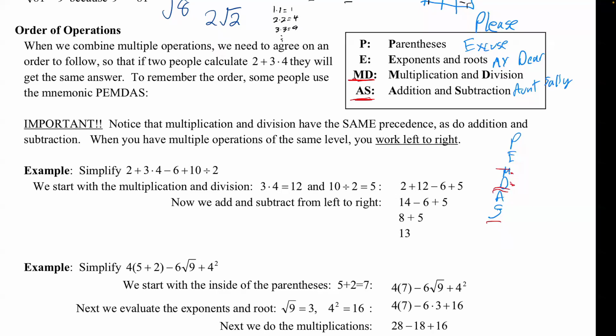Now let's talk about what is a parenthesis. A parenthesis is anything related to grouping.